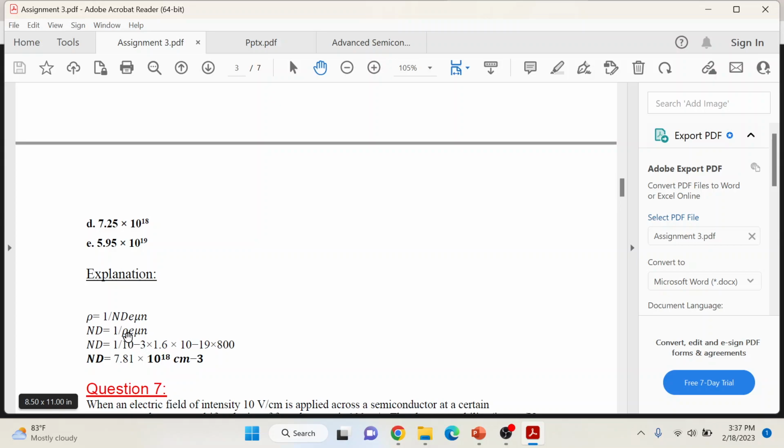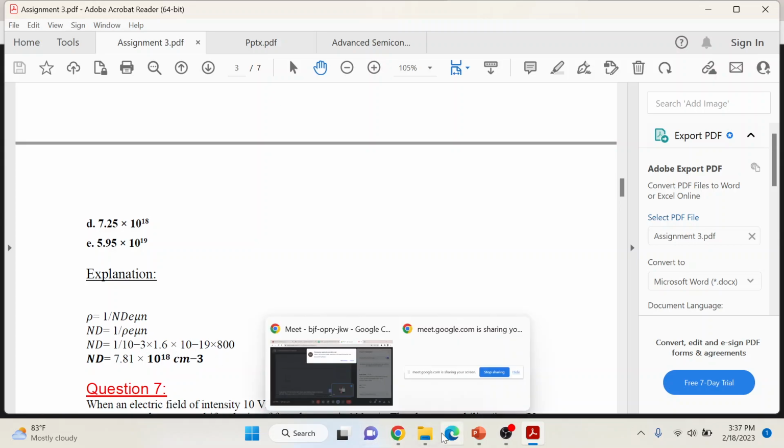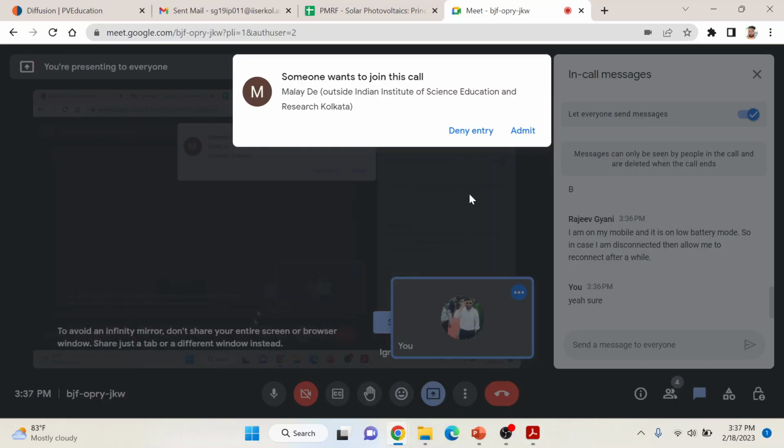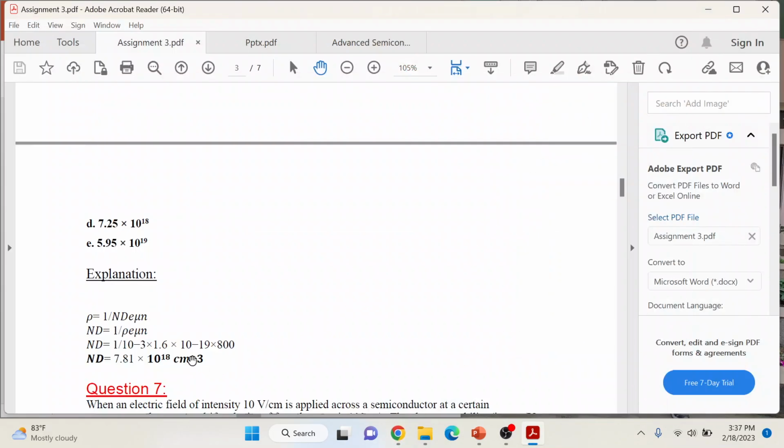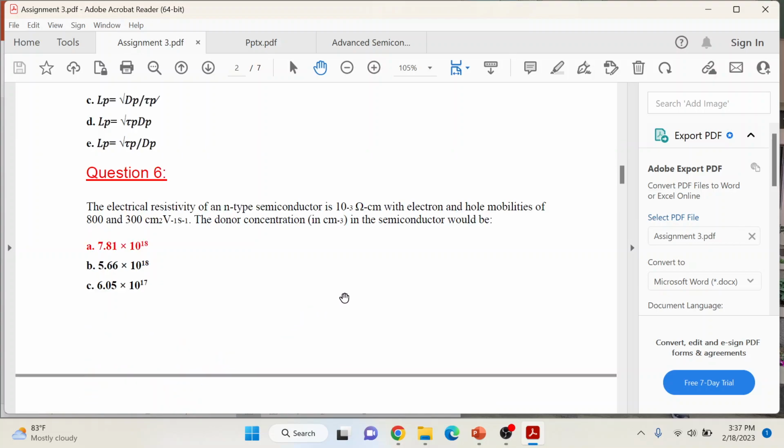E, we know the charge on electron, 1.6 into 10 to the minus 19 coulomb, and n is 800. So after calculation we get the answer, Nd is equal to 7.81 into 10 to the power 18 centimeter inverse cube. So the correct answer is A.